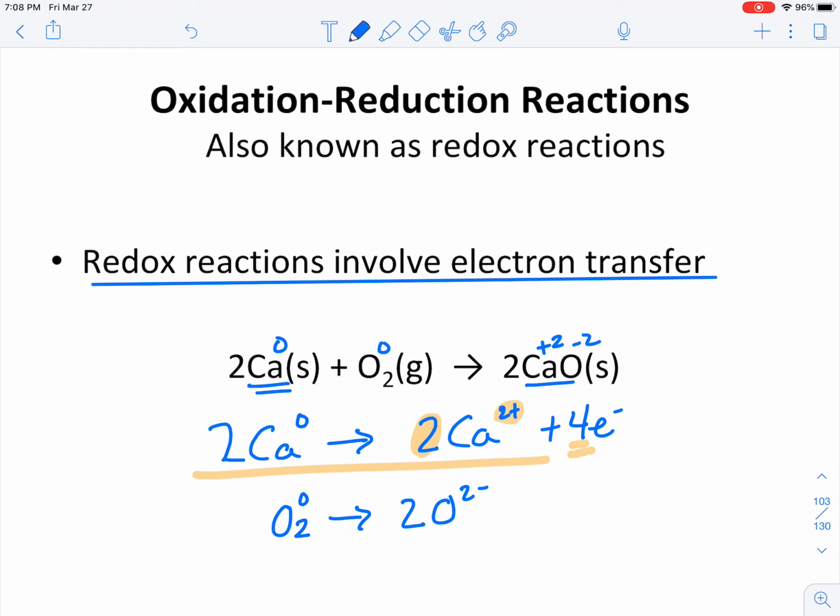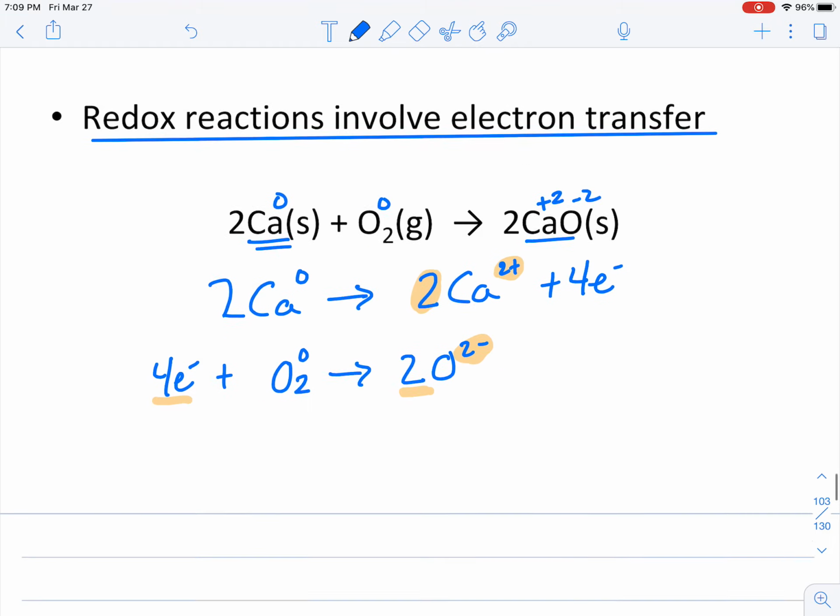All right, next up, we have our oxygen. The oxygen has gained electrons. That's the only way something neutral becomes negative. I'm going to say that they have gained 4 electrons. The way I got 4 electrons is that we have 2 oxygens, and each one has a 2 negative charge. So 2 times 2 gives me 4. Now we've got to decide which one is an oxidation, which one is a reduction.